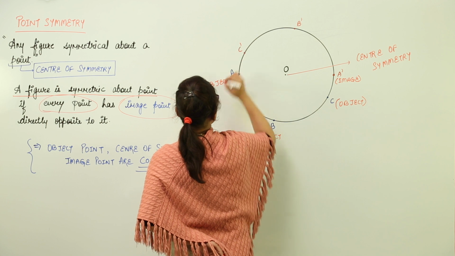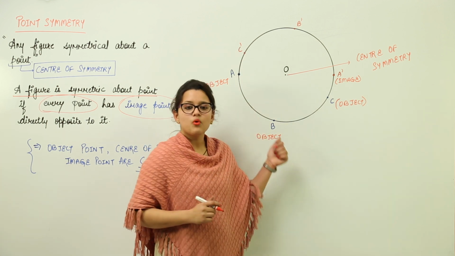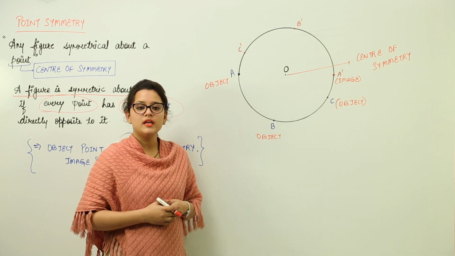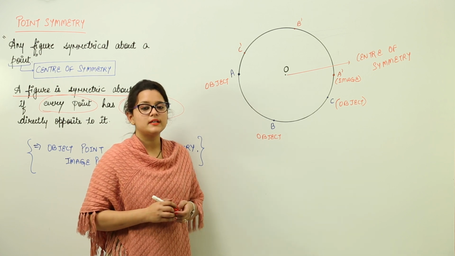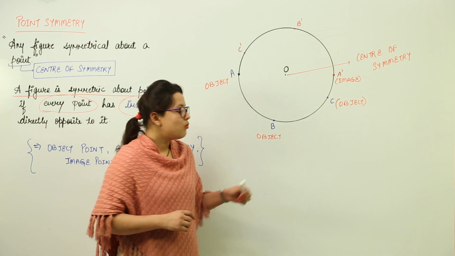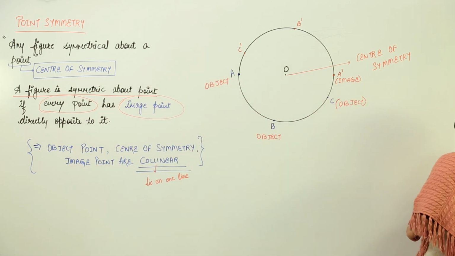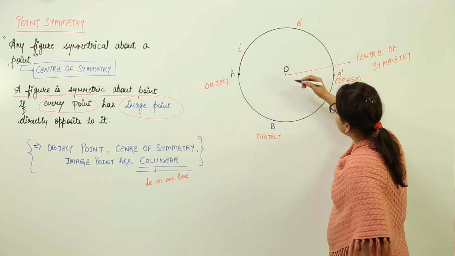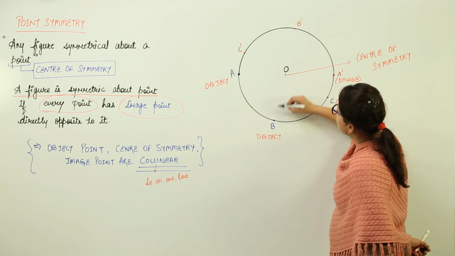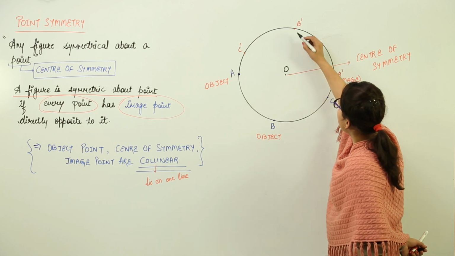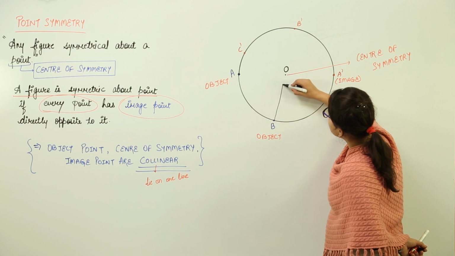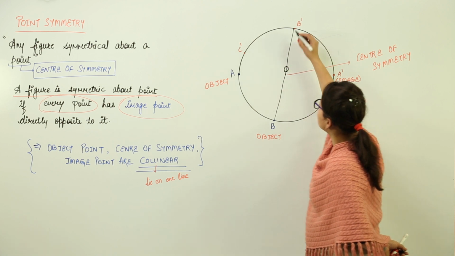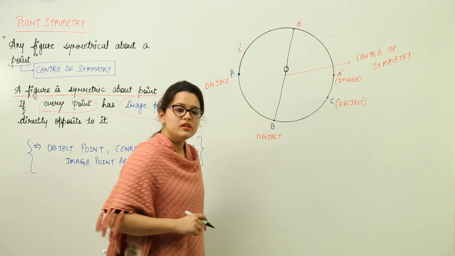Now if I ask you to check whether the object point, center of symmetry and image point are lying on the same line or not, that is if they are collinear or not, what you can do over here? You can make a line and check if they all are lying on the same line or not. If you want, you can check the object point B, center of symmetry O and B dash. If you join them with a straight line, you would find that all the 3 points are lying on the same line, that means they are collinear to each other.